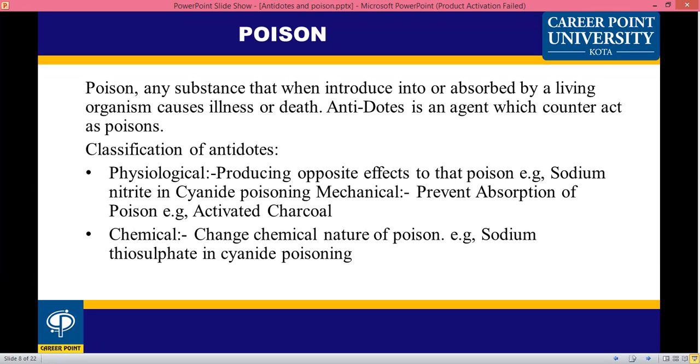Different antidotes are used, physiological and chemical. For cyanide poison, sodium nitrite is used and it prevents the absorption of poison. Mechanically, activated charcoal is also used to prevent the poisoning. Chemically, sodium thiosulfate is used for cyanide poisoning; it changes the chemical nature of the poison. If a person has cyanide poisoning and is given sodium thiosulfate, it reacts with the poison, changing its chemical nature, and is helpful in treatment of poisoning.